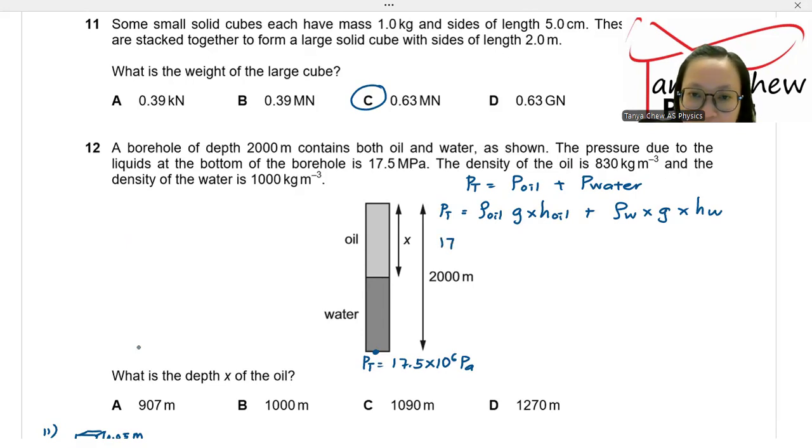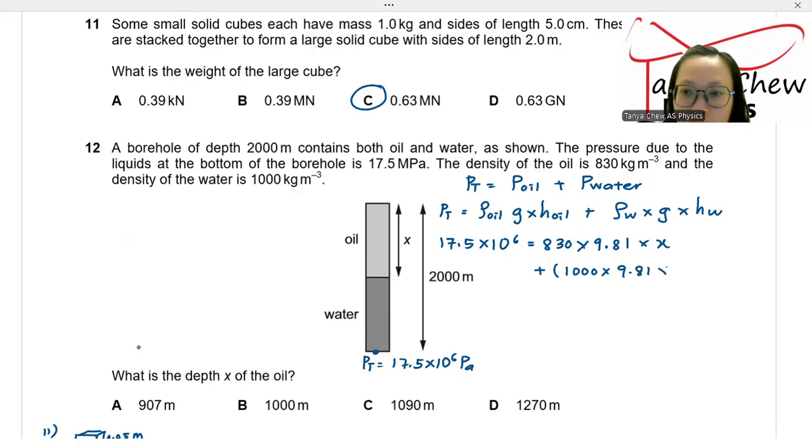So now simplify 17.5 times 10 to the power 6, density of the oil, which is 830 times 9.81 times the height of the oil, which is X. I just put X, right? Plus density of the water, 1000 times 9.81 times 2000 minus X. Is that okay? Because I want to get this, right? The whole length is 2000 meters. So 2000 minus X, that is the height of the water.